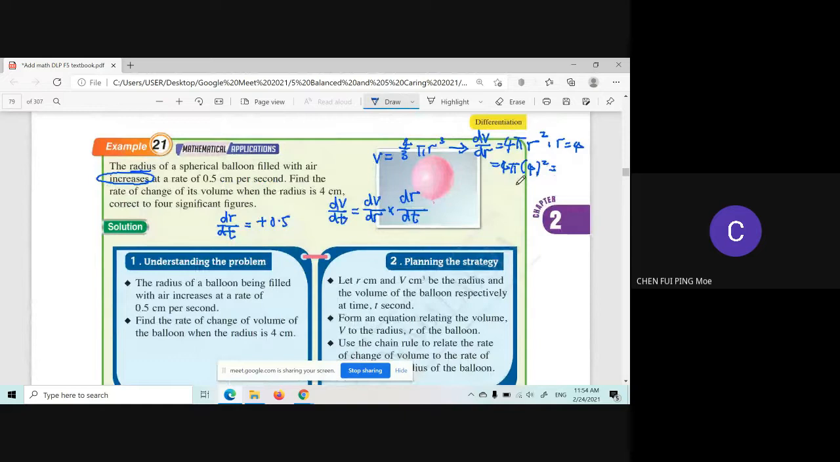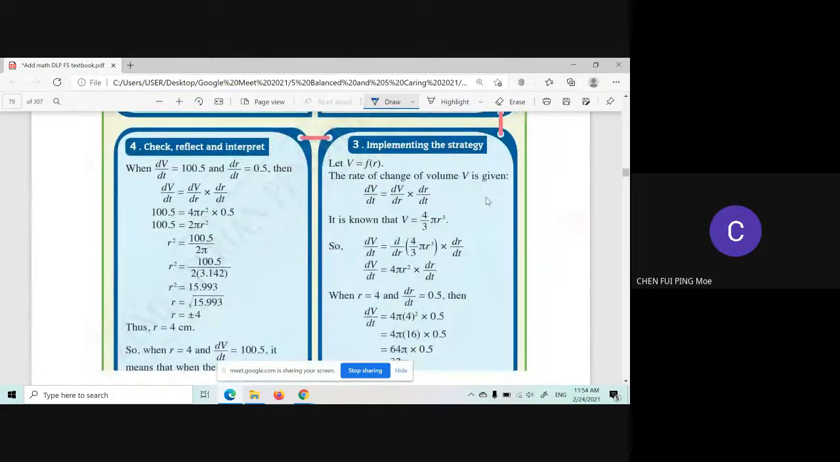Can you try to key in? 4 times 4 times 4. What's the value? 64, is it? 64 pi? Correct or not? Can somebody give me a response? 4 times 4 times 4. 64. Okay, 64 pi is dV/dr. Meaning that here you can put 64 pi. So multiply, dr/dt is 0.5. So key in, you get the answer.